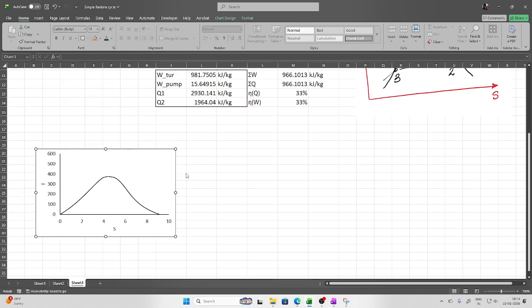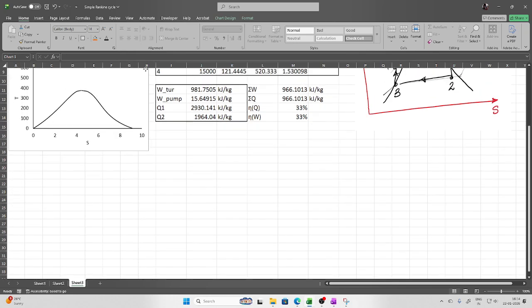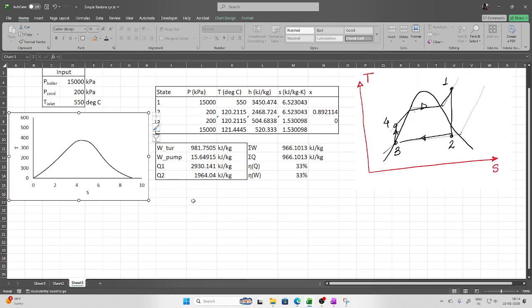Now we can also draw this cycle here, but for that this point and this point are also required. So I'll write 5 and 6. Let's say this is 5 and this is 6. What is required? Pressure. The pressure at point number 5 is the same as the boiler pressure, so it is the 1, and the pressure at point number 6 is again the same as the boiler pressure. Then this is my point number 5.